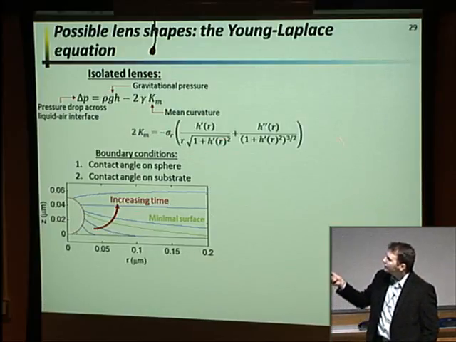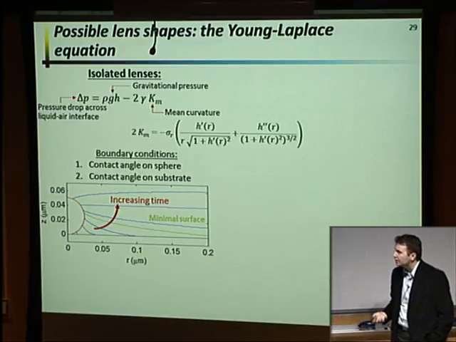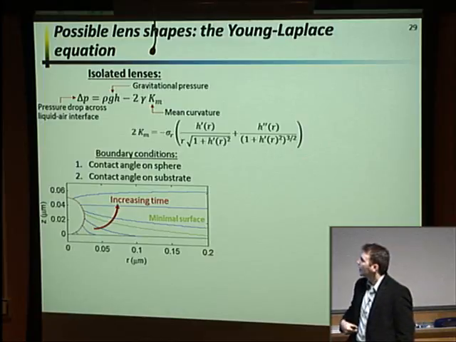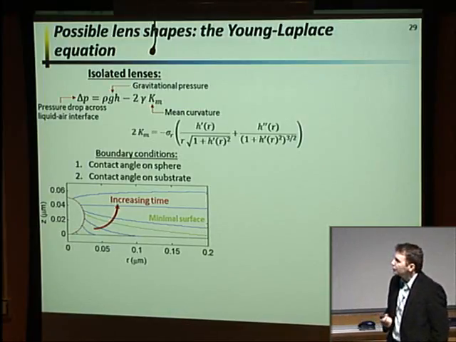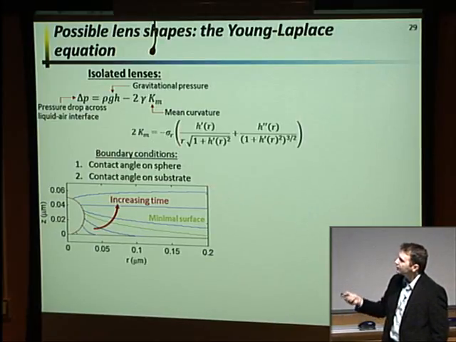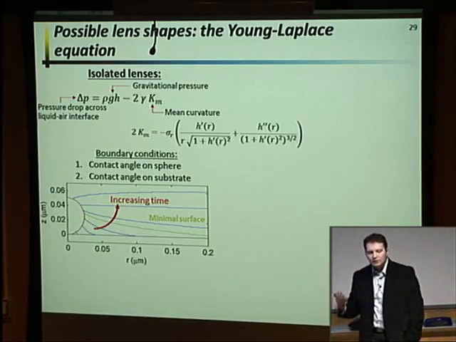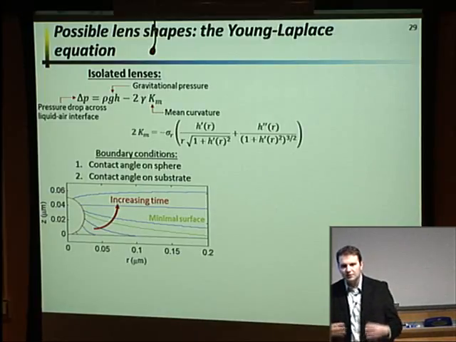If you expand this curvature, you get this type of equation. This ends up being a nonlinear second-order ODE. So there are two derivatives, and things are buried inside square roots and powers to the 3/2. The way we've been solving this is numerically, and it requires two boundary conditions since it's a second-order ODE. Those two boundary conditions for this isolated lens case are contact angles. The reason we're choosing contact angles is that these are material properties. The contact angle of a liquid hitting a material doesn't really depend on the geometry.